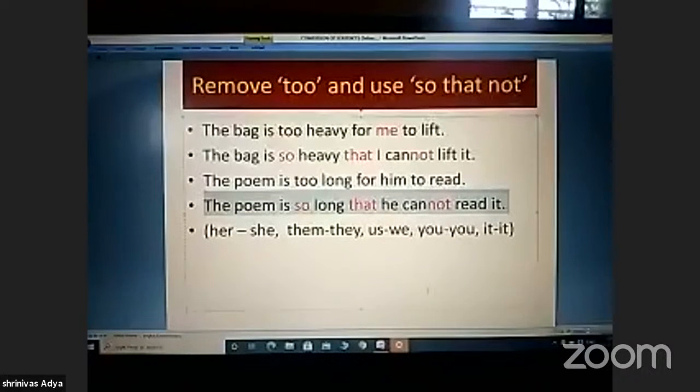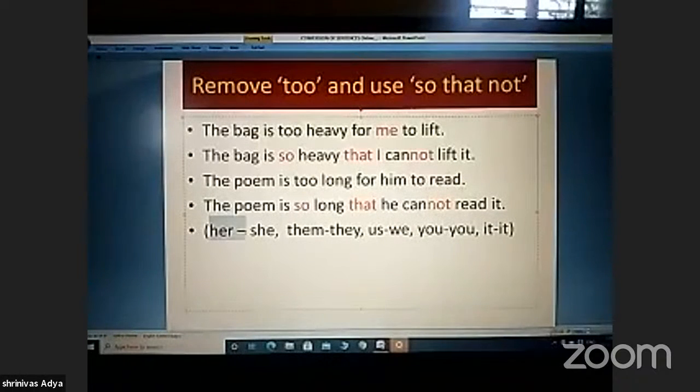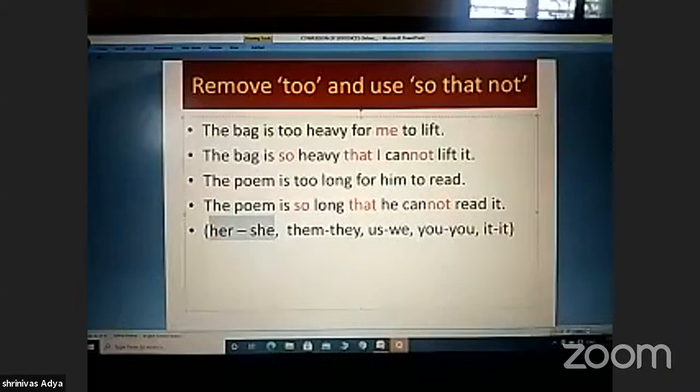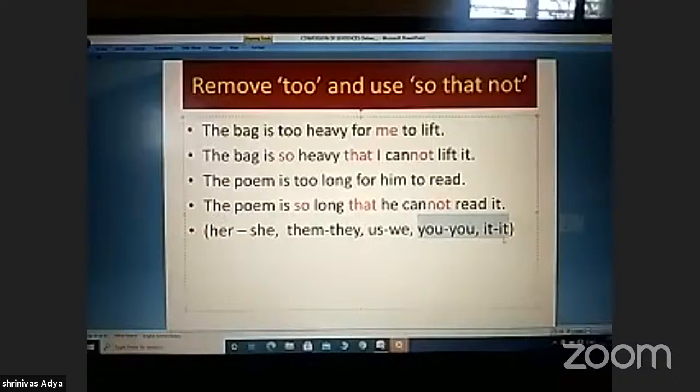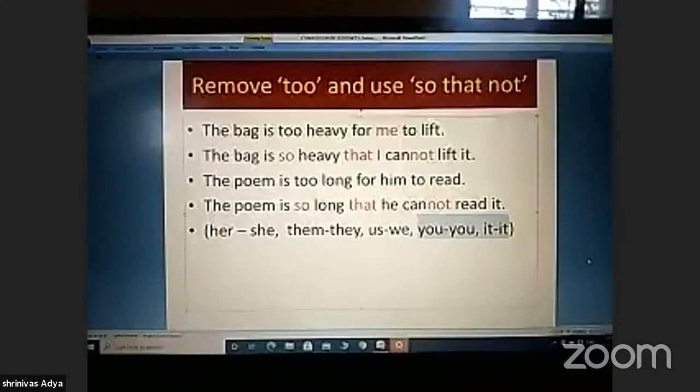Now, just a small list here. You have to take down this very carefully. If you get her, remember when you rewrite the sentence using so that not, her will change to she. Like how me changed to I, him changed to he, her will change to she. Similarly, if you have them, it will change to they. Similarly, if you have us, it will change to we. These two will not change: you and it. These pronouns will remain unchanged.